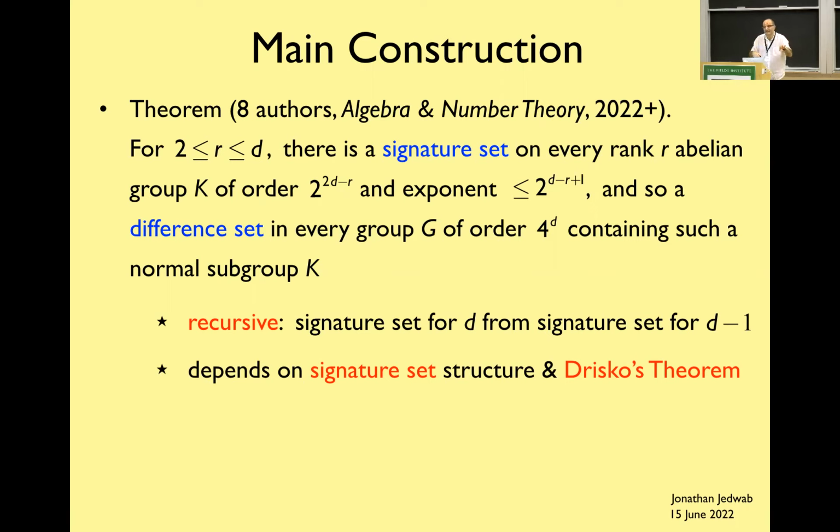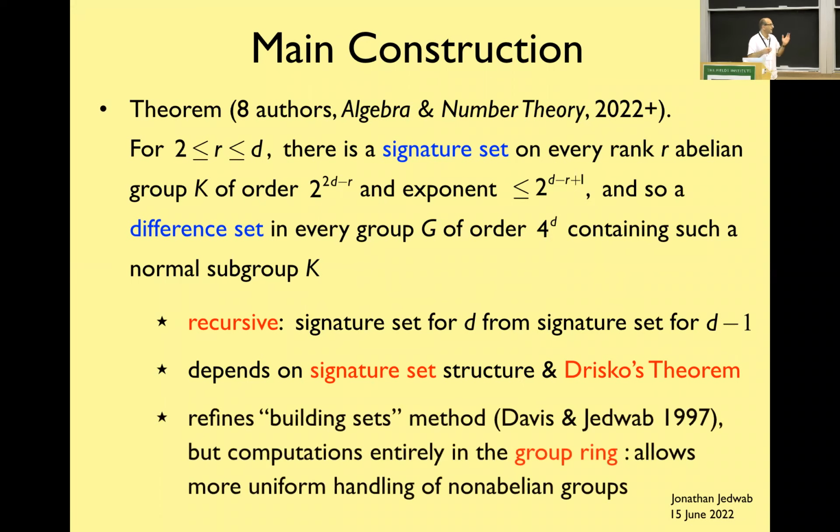So recognizing the signature set structure, and then Driscoll's theorem that allows us to do that last tweak with the coset ramps. Those are the ingredients. And so, I mean, really, we were going back to a paper that Jim and I wrote a while back with building sets. We're refining that. You say, where did the recursion come from? Well, truth be told, we poured through this paper and tried to turn it all into metric. But again, the computations are in the group ring, which means we have a more uniform treatment of the non-abelian groups.